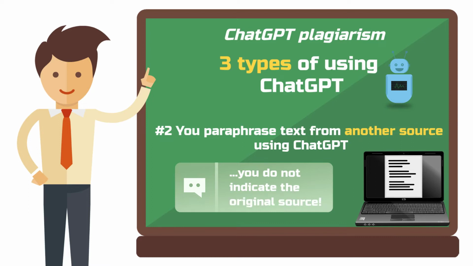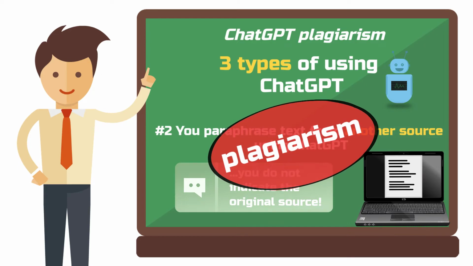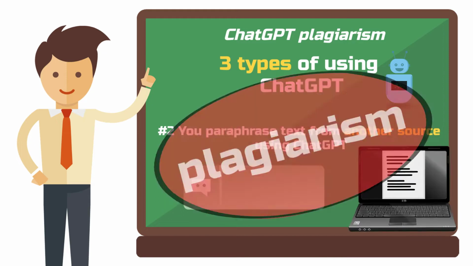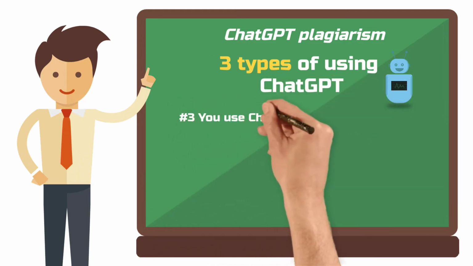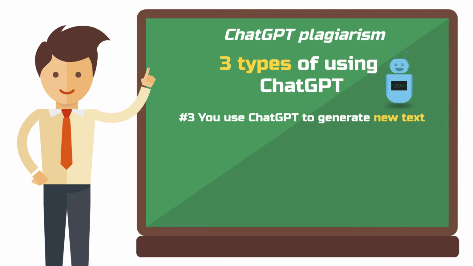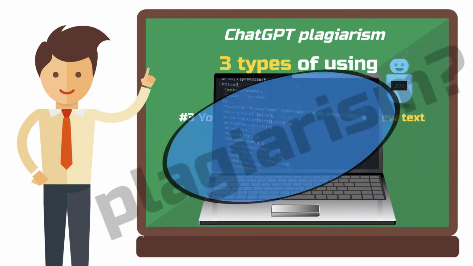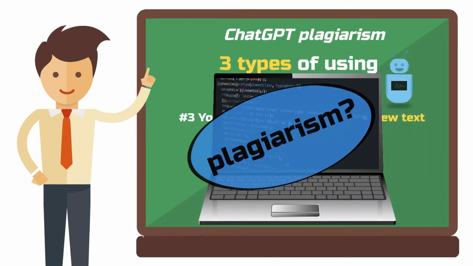Case 2. You do not indicate the original source. If you have ChatGPT paraphrase text from another source, and you do not indicate the original author, then of course this is considered plagiarism. But now we come to the most exciting case. Third, you use ChatGPT to generate new text. This is what's special about ChatGPT, right? If you now present a text created by AI as your own, are you committing plagiarism?